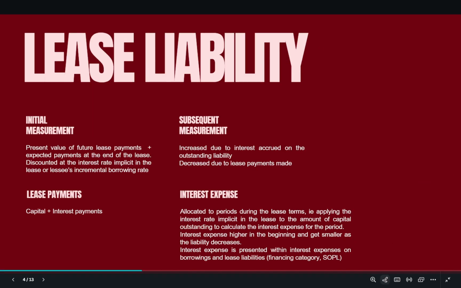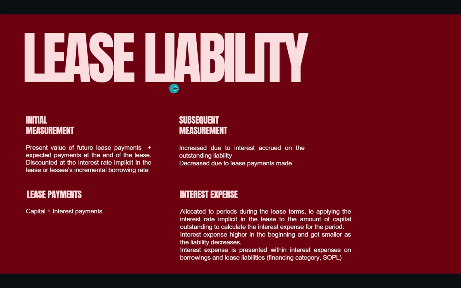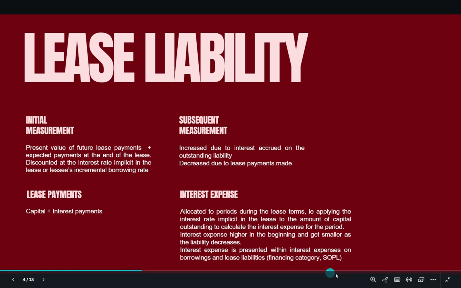Then, next up is the lease liability. We will talk about the initial measurement, subsequent measurement, and the payments and interest expense. For the initial measurement, it is counted by the present value of future lease payments, plus expected payments at the end of the lease. It is also discounted at the interest rate implicit in the lease or the lessee's incremental borrowing rate. Maybe from hearing this, you might be confused. What does it mean? We will do some questions shortly so you can get a better understanding of this material.